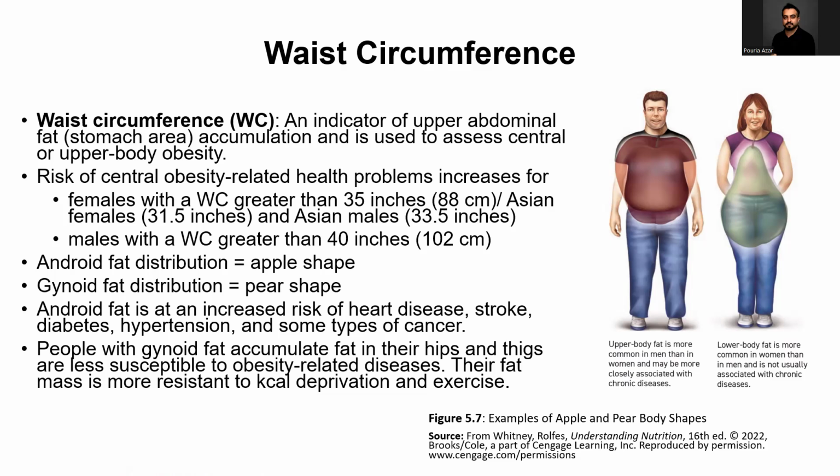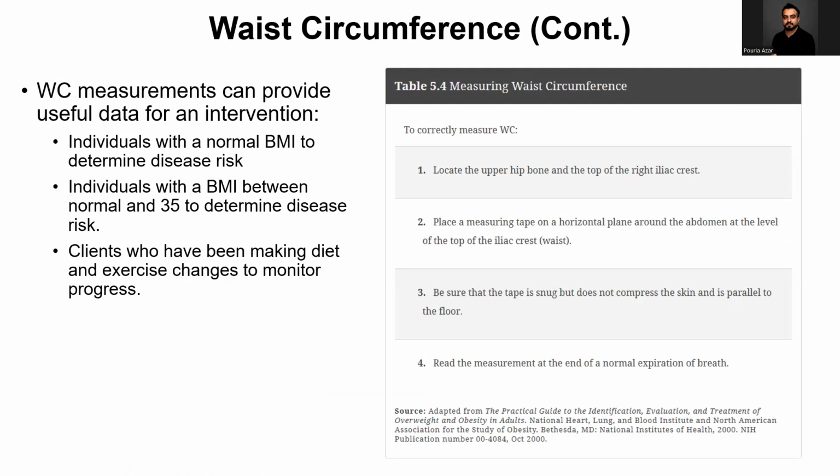We have gynoid fat distribution or pear shape, which is more common in women than in men, and this is not usually associated with chronic diseases. The gynoid fat distribution is more resistant to kilocalorie or energy deprivation and exercise. And this is how to measure waist circumference.